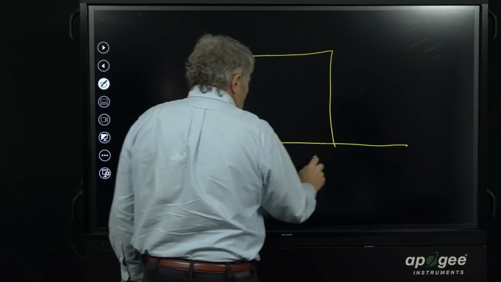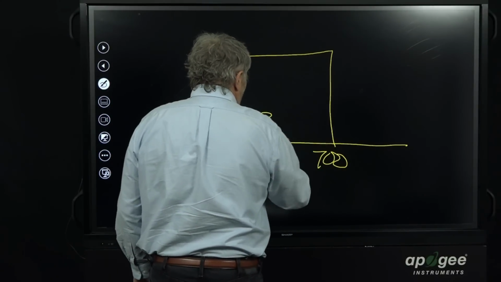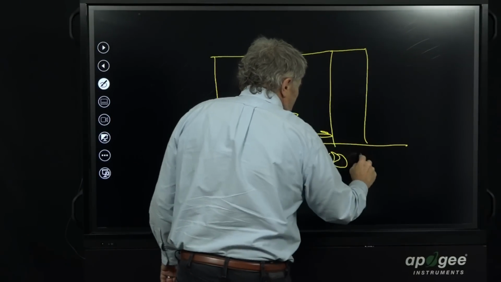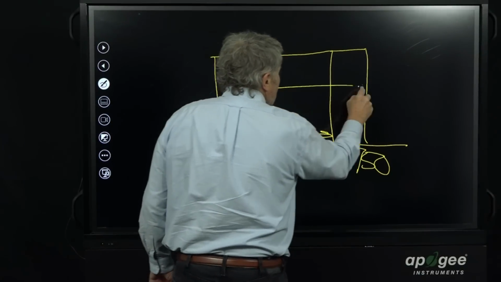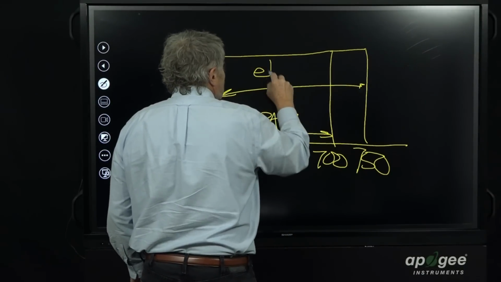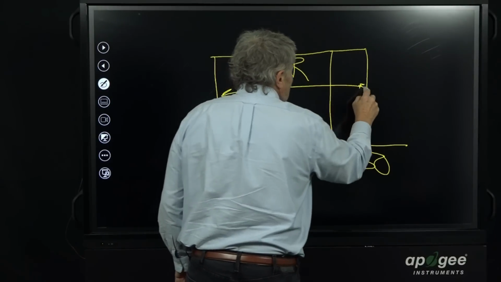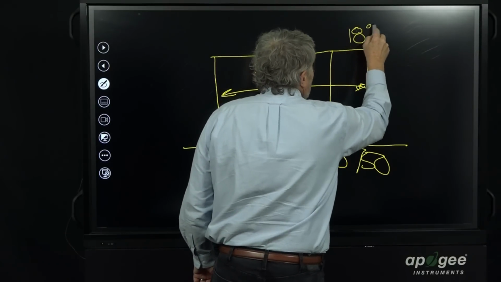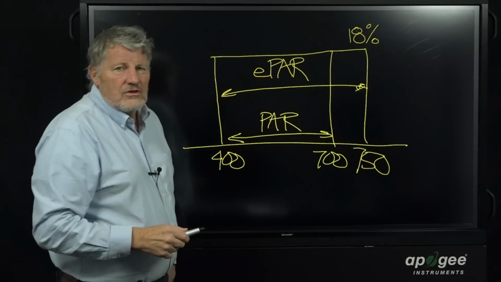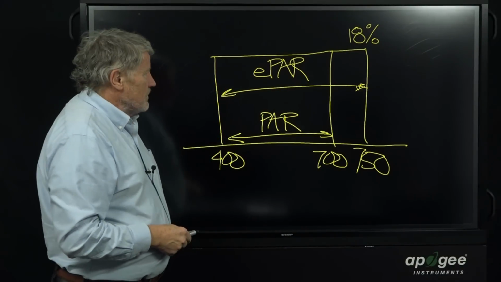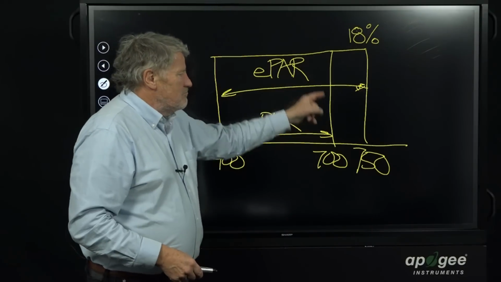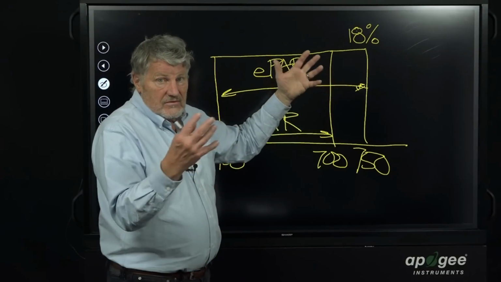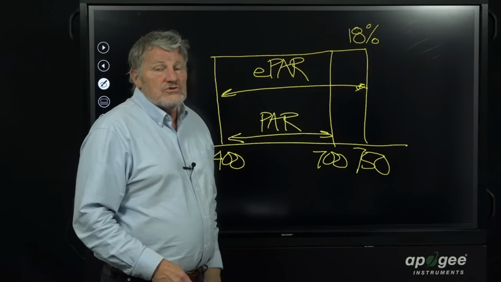we count the photons equally. Here's 400, 700, PAR, just like the slide shows. This sensor goes to 750, and it's called ePAR. Extended photosynthetic active radiation. In sunlight, this adds about 18% to the total photosynthetic radiation. Under electric lights, it may only add 3 or 4% unless you're using far red LEDs, and now that under electric lights, it can add 18% as well.